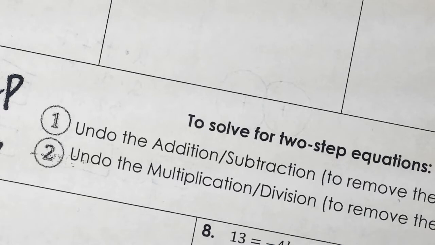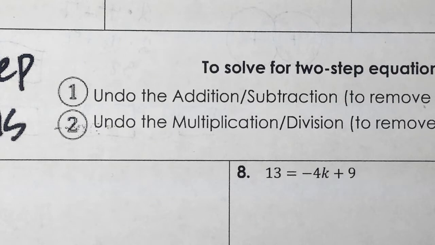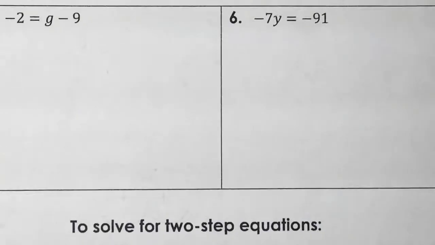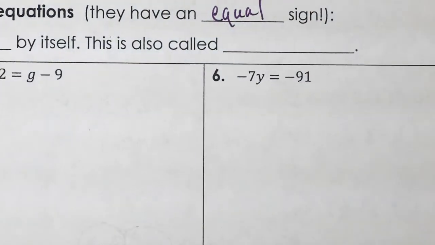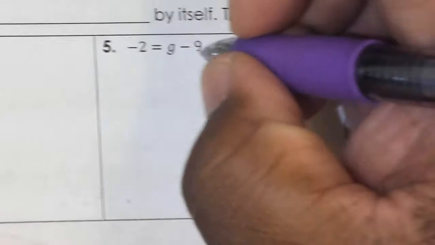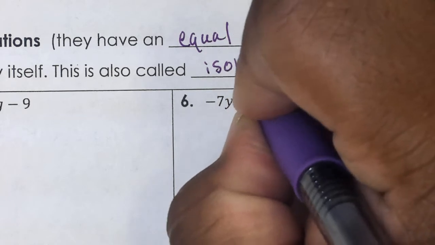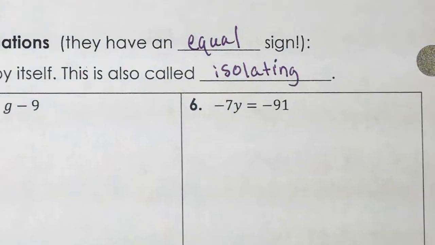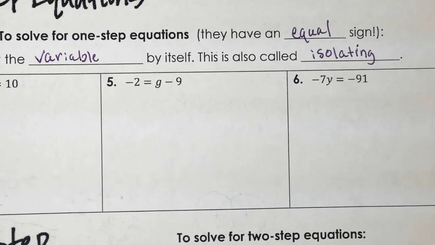One-step, two-step equations. This is a little pretty quick. Should be easy for y'all. To solve one-step equations, they have an equal sign. Get the variable by itself. This is called isolating. So, three words: equal, variable, isolated. Once again, all things y'all should know already. Just a refresher.